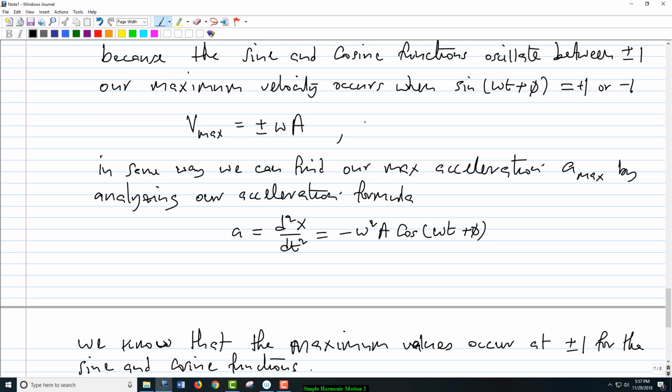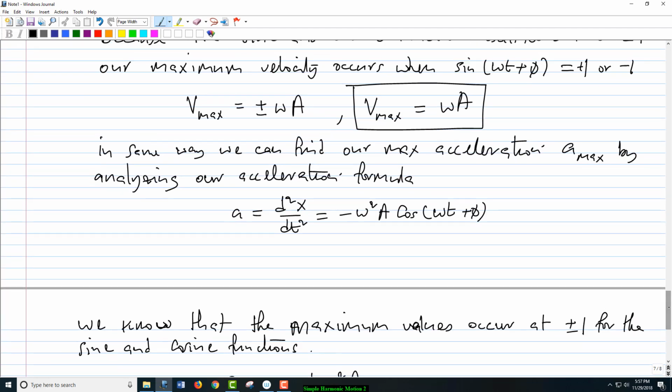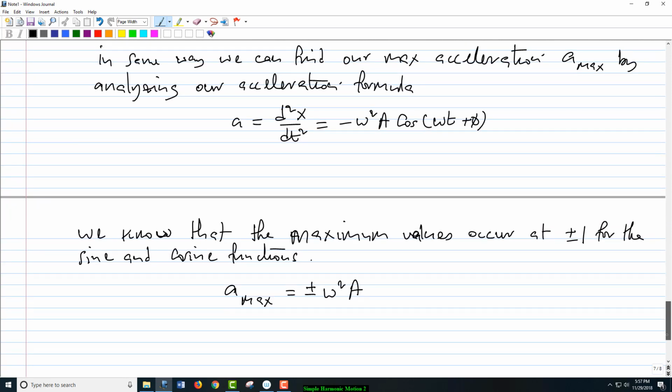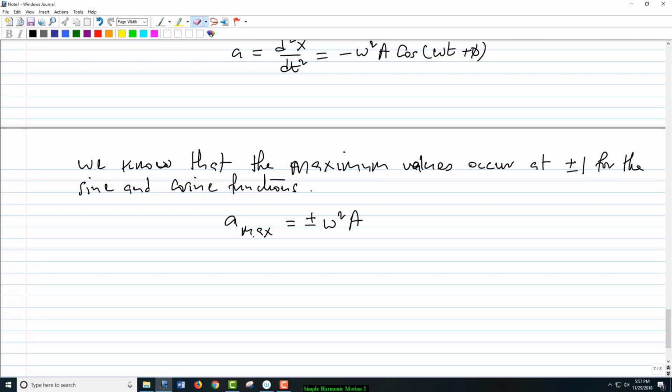So let me just add here that v max is equal to omega a. And the plus or minus here just tells us that the maximum velocity occurs at plus or minus omega a. And in the same way, we can say that a max occurs at plus or minus omega squared a, and a max itself, we can take to be equal to omega squared a, which can be written as k over m times a.